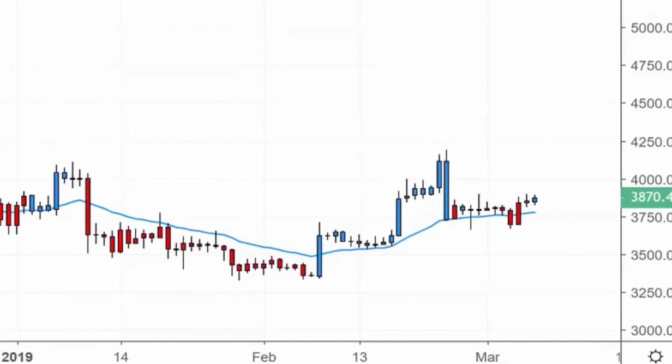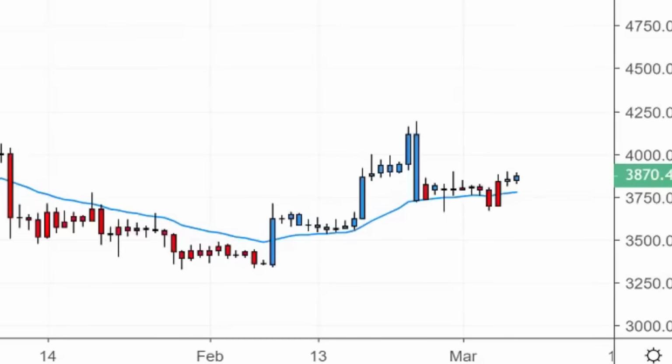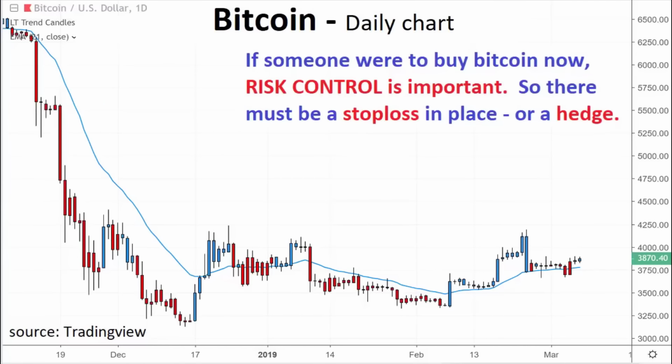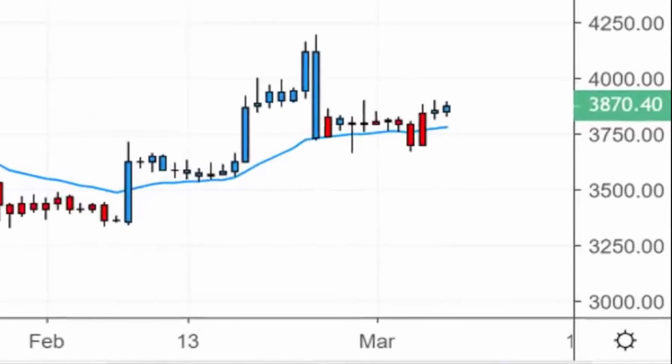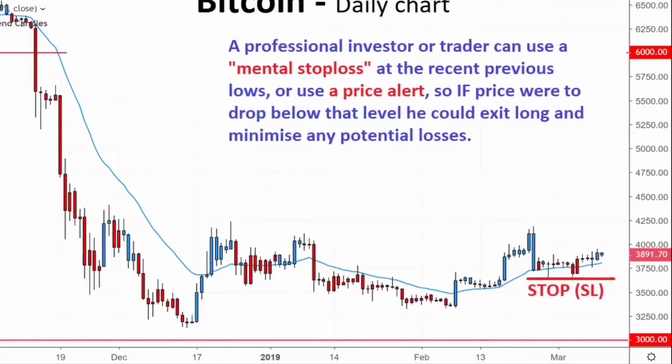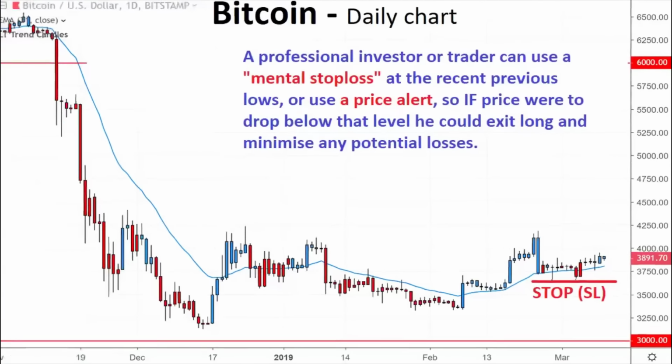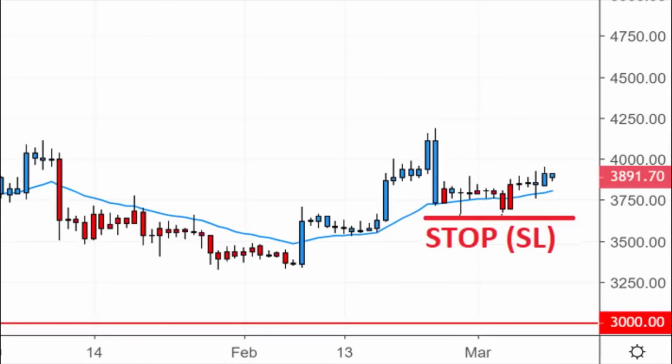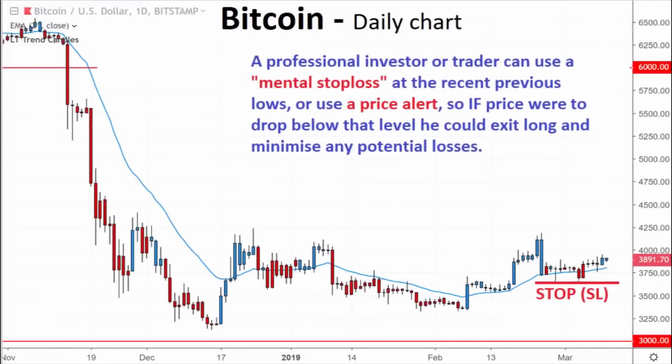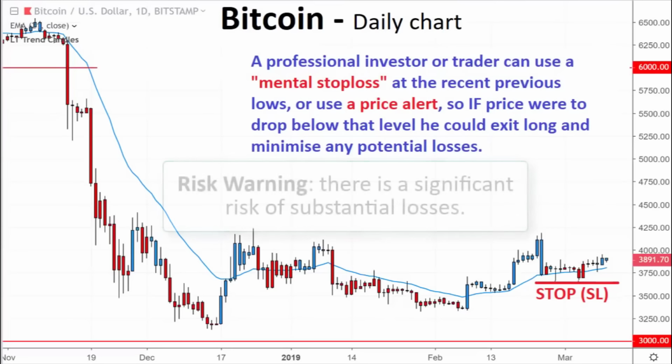For example, if somebody were to buy Bitcoin right now, let's say a value investor, let's say they bought Bitcoin near 4,000. If you're buying at 4,000, then that trader, what they should do is have a stop loss, some kind of mental stop loss or an alert, price alert, that if the price were to drop back down below the lows, below the previous lows, then at least they can get out and quickly minimize their risk. If you're a value investor or a trend trader, you have to have risk control. Either a stop loss or a mental stop loss so you can get out and minimize your risk, or a hedge.